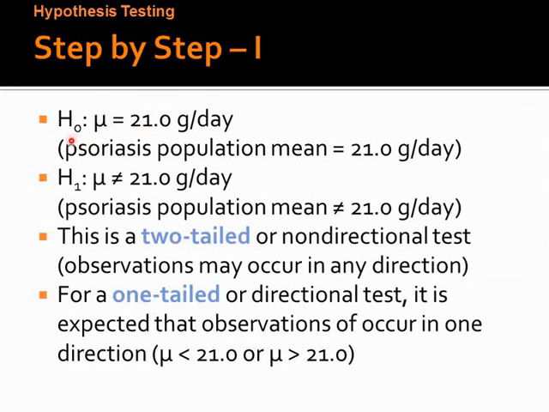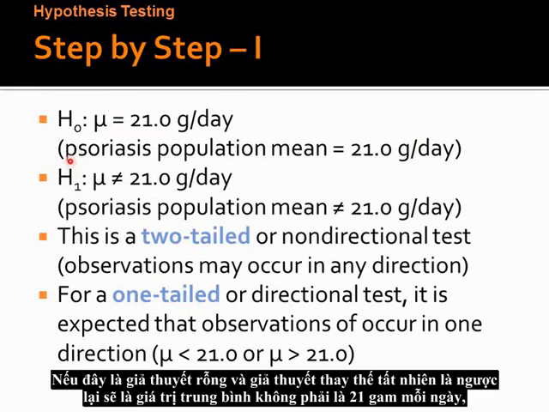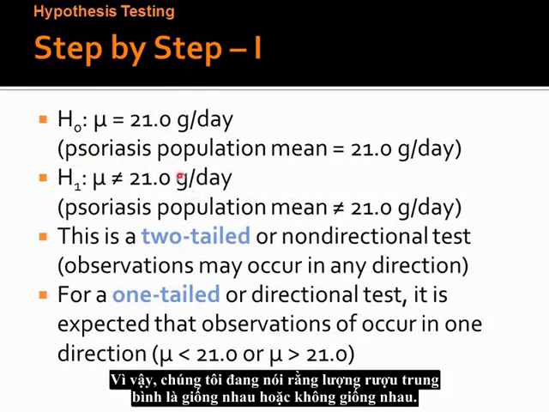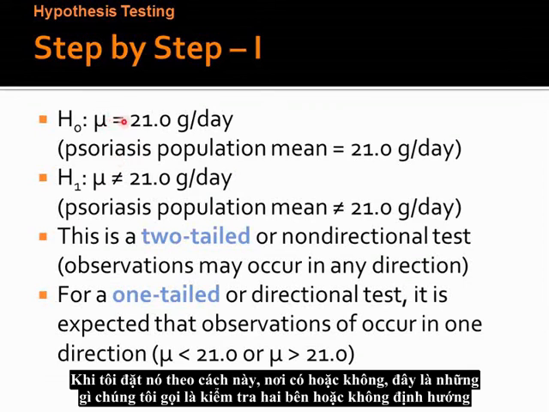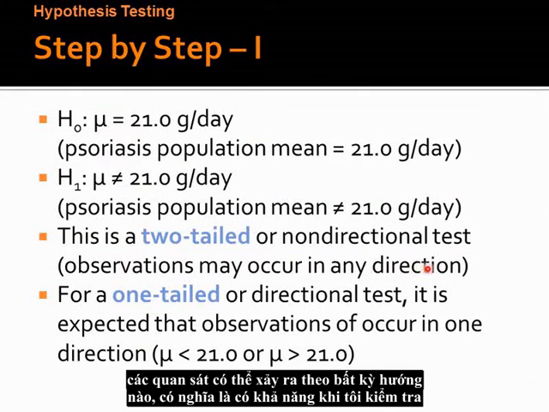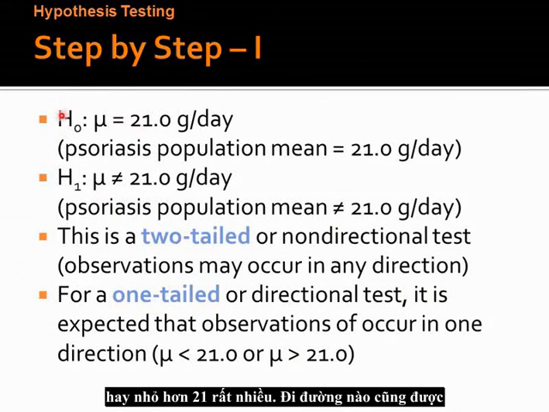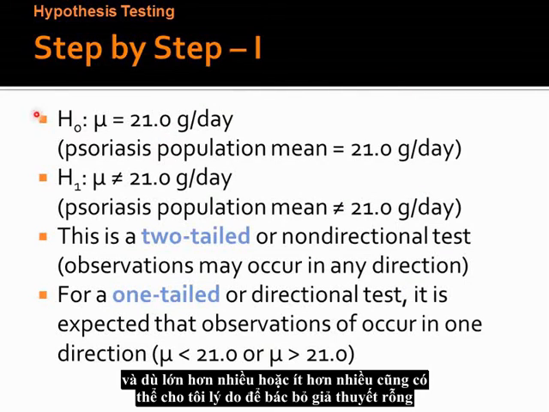So mu equals 21. If this is the null hypothesis, then the alternative hypothesis is of course the opposite of this, and the opposite would be the mean is not 21 grams per day, right? So we're saying that the mean alcohol intake is either yes, they are the same, or no, they are not the same. When I put it this way, where it's either yes or no, this is what we call a two-tailed or non-directional test. Observations may occur in any direction, meaning there's a possibility that when I go out and measure my sample mean, it could be far greater than 21, or alternatively it could be far less than 21. It could go either way. And if it's much greater or much less, either way may give me cause to reject the null hypothesis.